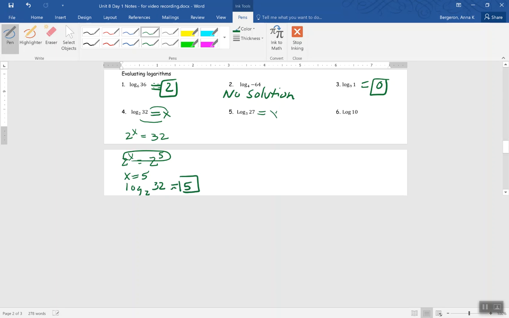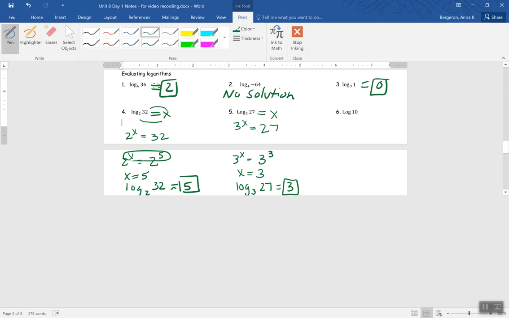So if I set this equal to x, I have 3 to the x power equals 27 when I rewrite that into exponential form. So then again, I need my bases to be the same. So this base is 3, so then I want this base to be 3. So 3 to what power gives me 27? That would be 3 to the 3rd power. So now that my bases are the same, my exponents are equal. So that gives me x equals 3, which means that log base 3 of 27 equals 3, which we know is true because if we write this in exponential form, 3 to the 3rd power gives me 27.